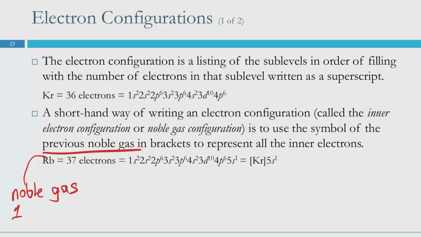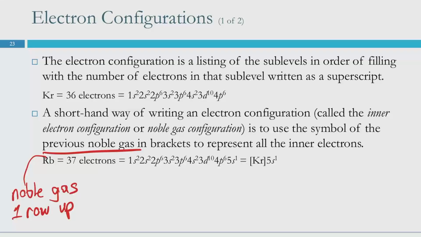Noble gas, one row up. And that represents all of the inner electrons. So for rubidium, on the periodic table, it's got 37 electrons. If we look at the previous noble gas, it's always behind you, so that's going to be krypton, which has 36 electrons. So we're going to write Kr in brackets, and that represents everything up through krypton. So it represents 36 electrons.